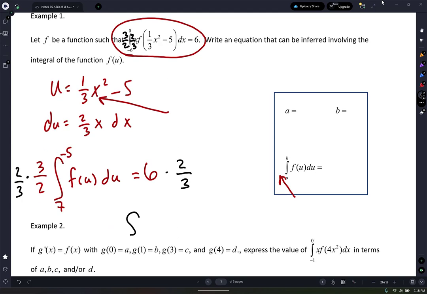I can get rid of that 3 halves by multiplying by 2 thirds. Whatever you do to one side, you do to the other. So the integral from 7 to negative 5 of f of u du is equal to, 3 goes into 6 twice, and 2 times 2 is 4. So my a is 7, my b is negative 5, and the integral from a to b of f of u du is nothing more than 4. Nothing crazy, pretty straightforward. What do you guys think?